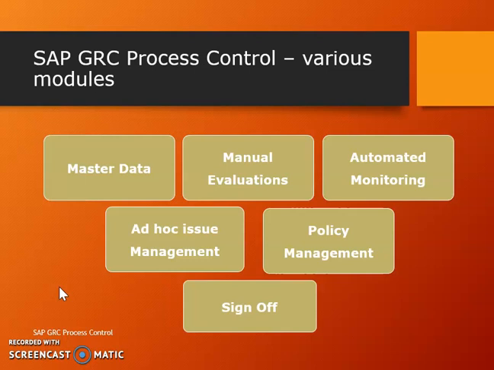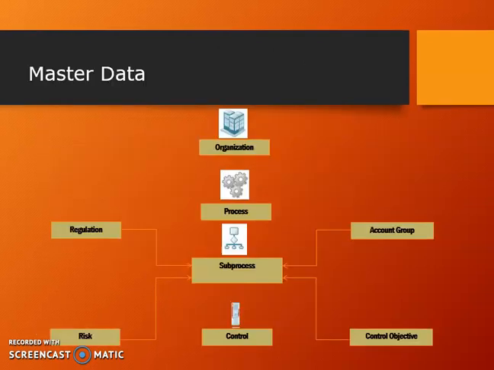So I'm taking the first module, which is master data. So what is master data? Master data is basically where we are defining our org structure, that is parent organization, child organization, and sub-organizations. We are defining business processes and sub-processes. We are defining the different regulations which are applicable to us. We are defining the different risks, the different account groups which get impacted if that particular risk comes, where we can put the losses, what the control objectives are, and what the controls are. So this is what we have as master data for our organization.